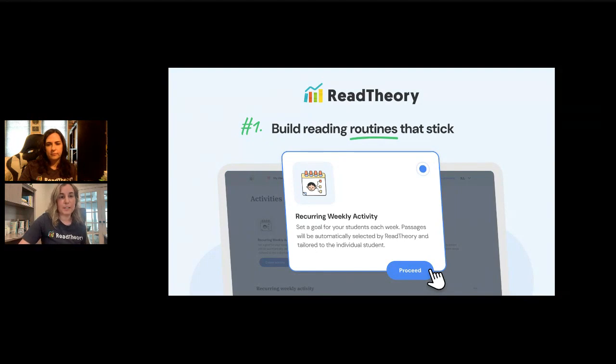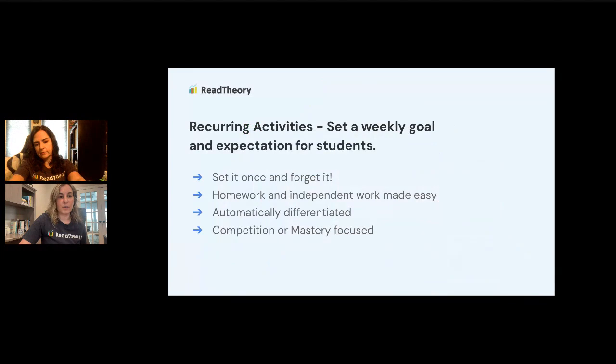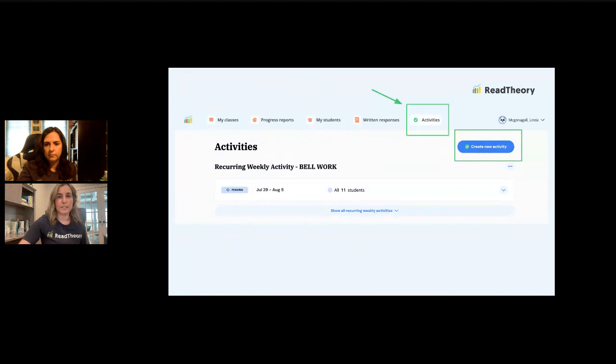The first one is building reading routines that stick. That means setting a weekly goal and expectation for students using ReadTheory's recurring activities feature. It allows you to set it and forget it. You can set a routine once within ReadTheory, say you want to assign a certain amount of passages per week, and then you can forget about it. It will auto-assign to your students every week. You can use this for homework, for independent work. It's automatically differentiated and automatically graded. We'll show you what that looks like on the following slides.